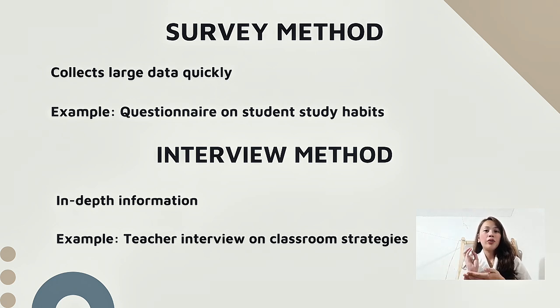That is secondary. Survey method collects large data quickly. For example, a questionnaire on student study habits. Surveys are one of the most common methods in research. They allow us to collect large amounts of data in a short time. So, a survey might include a questionnaire distributed to students asking about their study habits. Surveys are easy to administer, but their accuracy depends on how well the questions are designed.